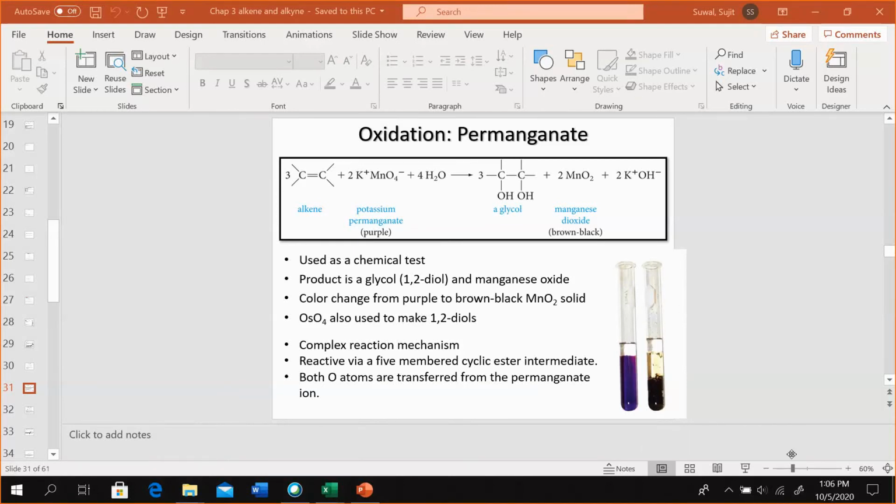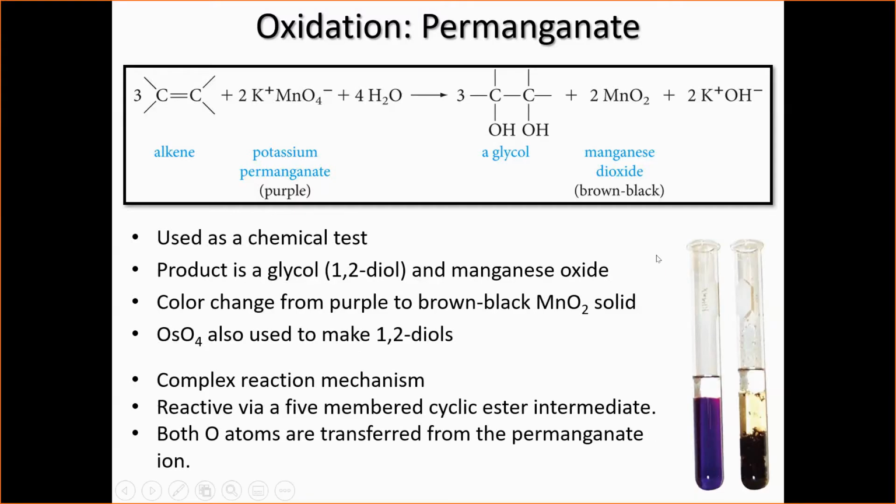So, oxidation reaction. If a compound has a double bond, you can use two different methods in general. One is the bromination reaction, where the color of the bromine decolorizes.